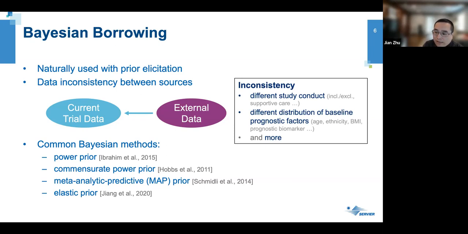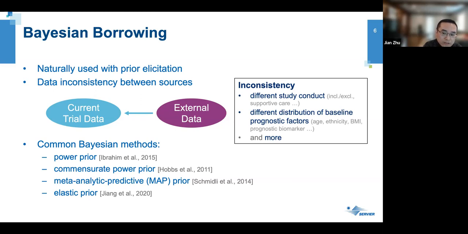And when the data are not exactly consistent between data sources, the dynamic borrowing offers the advantage that the larger the difference, the less information that we should borrow from the external data, right? However, the data inconsistency between the data sources could be due to various reasons. For example, the study conduct or design could be different. They might use different inclusion exclusion criteria, and the supportive care may be different. And you may have different baseline characteristics. For example, patients may be coming from different age groups, where they have different disease characteristics, right? And there could be more reasons that we are not even aware of.